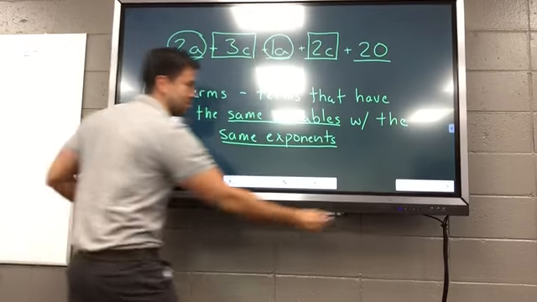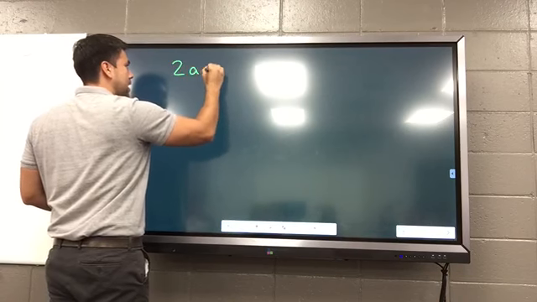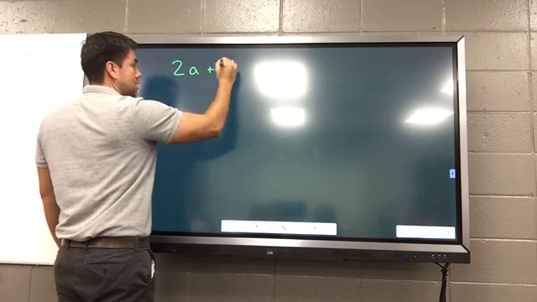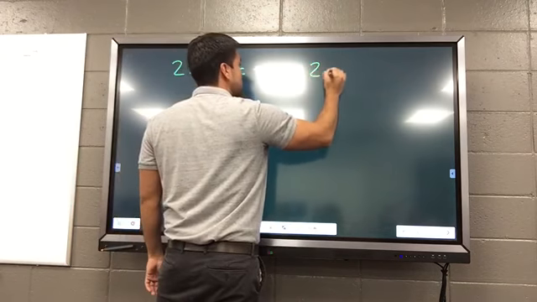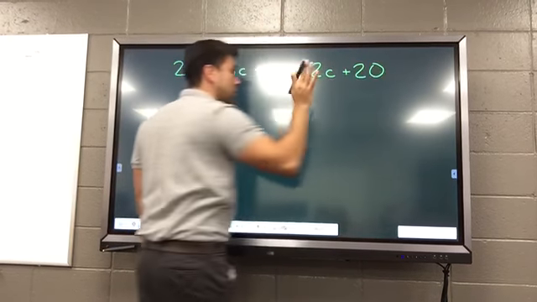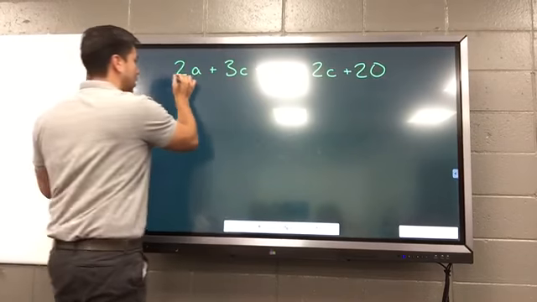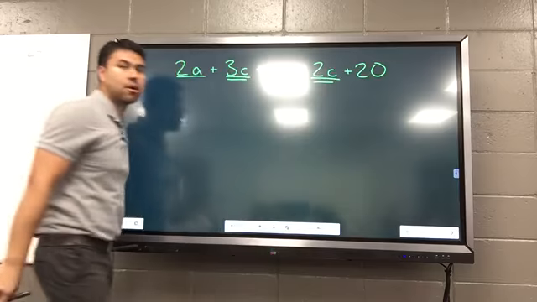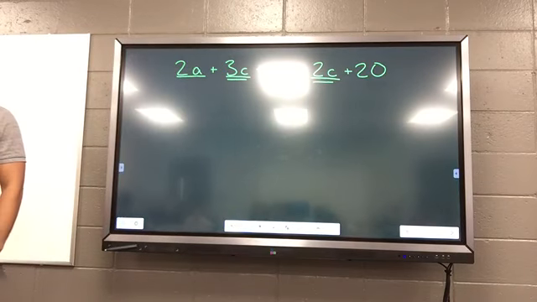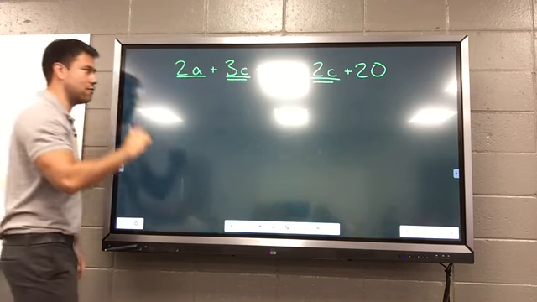What are we going to do here? I'm going to rewrite it for my sake because I don't have enough room. Was it 2a plus 3c plus 1a plus 2c plus 20? I'm just rewriting it so I can show you my work. If these two are like terms and these two are like terms, why did I mark them differently? I'm giving you different ways of marking them, so you use whatever way it takes to figure it out.